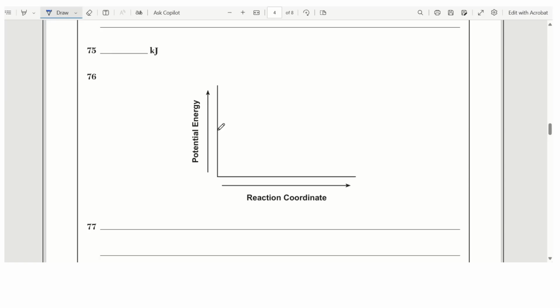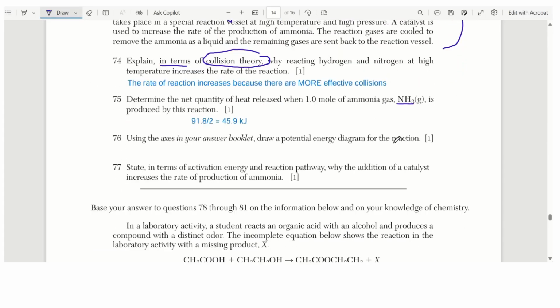Okay. All I need to do is draw a potential energy diagram that starts with reactants, goes up until I reach the activated complex, and then I need it to be exothermic. So I need it to come down like that. And that's it. It was that simple.